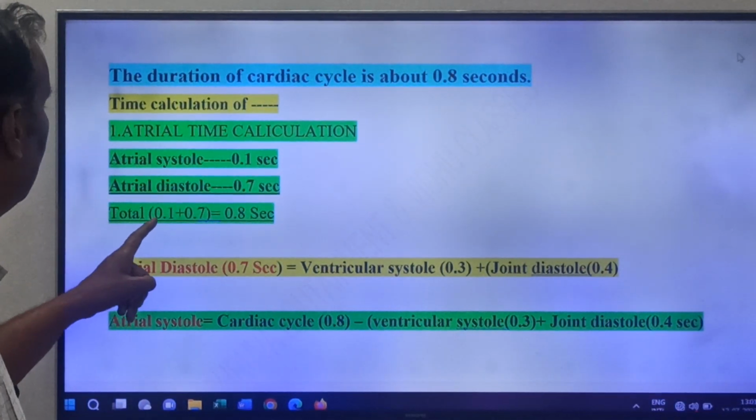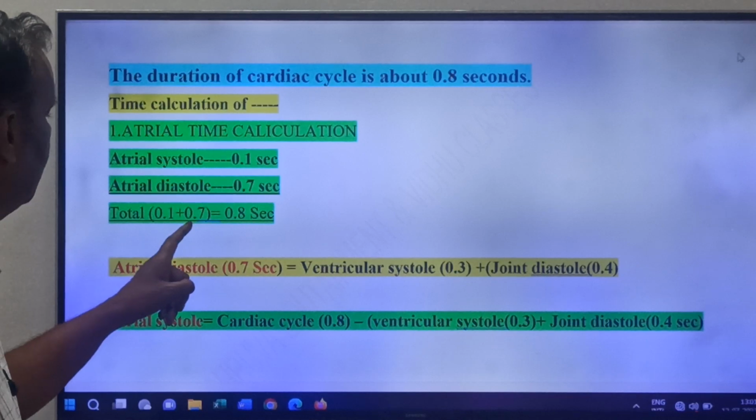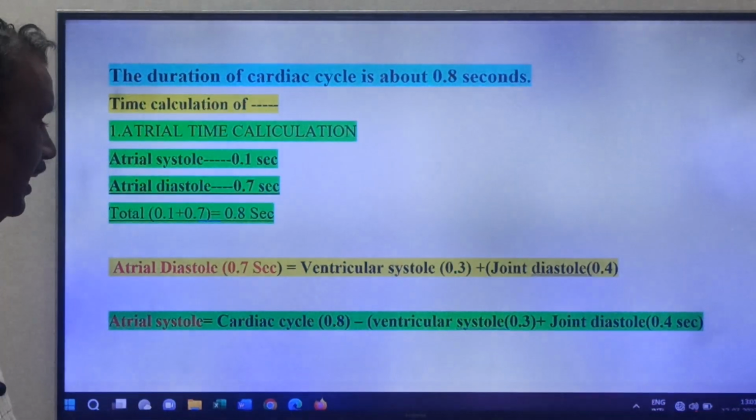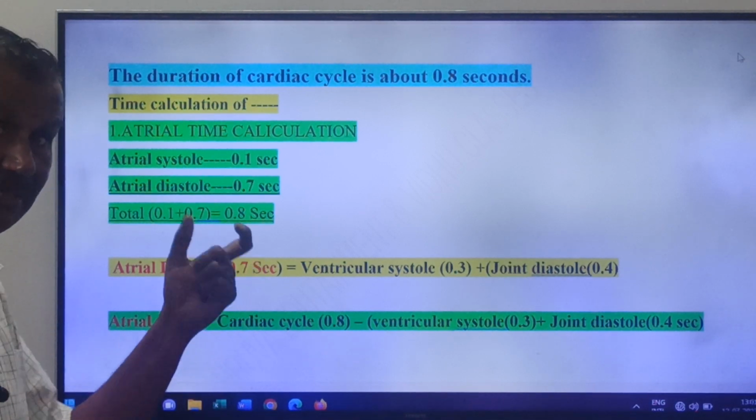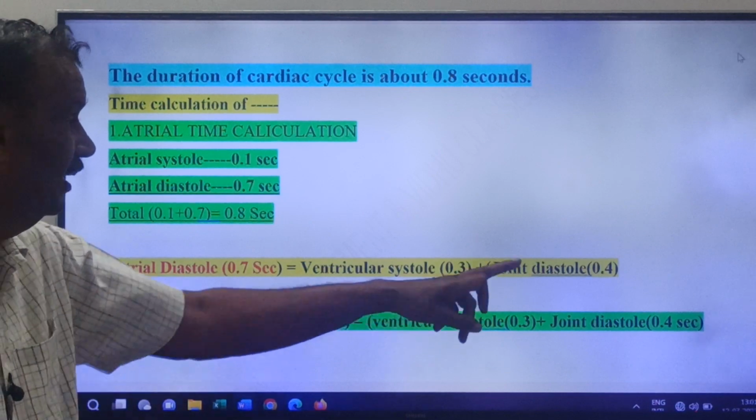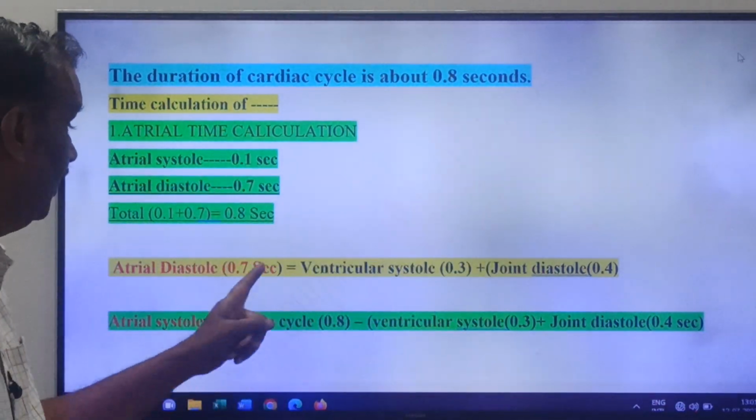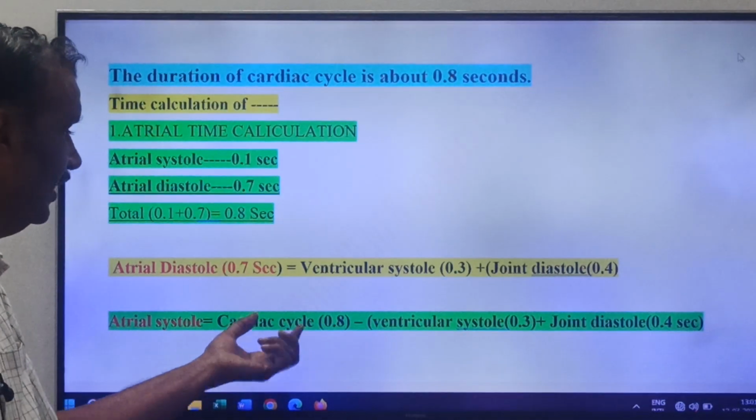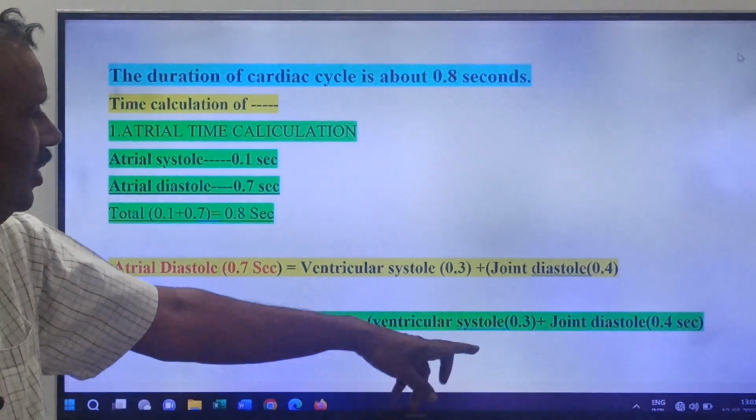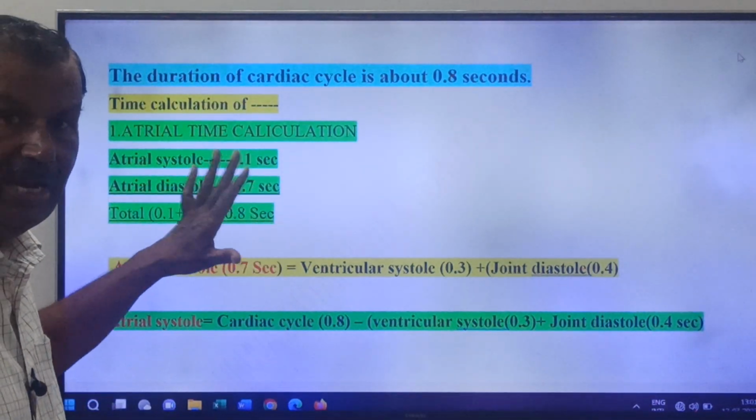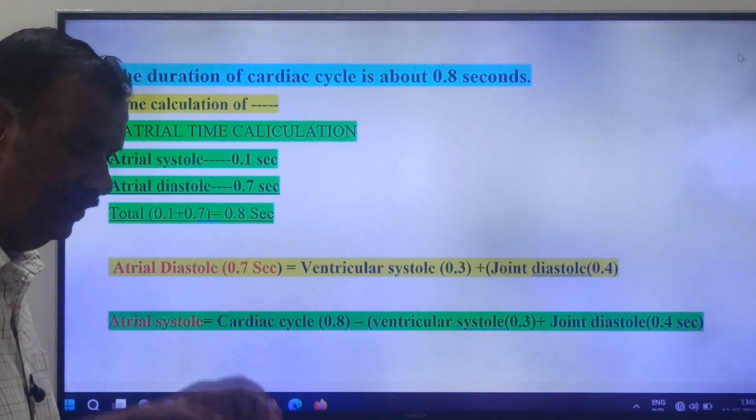See friends, total 0.1 plus 0.7, total 0.8 seconds. Now come to atrial diastole. Atrial diastole is 0.7 seconds. Means what, friends? Ventricular systole 0.3, joint diastole 0.4. Total becomes 0.7. So atrial diastole is the cardiac cycle minus atrial systole, that is ventricular systole plus joint diastole. Friends, no need to write this in your notes. This is for MSET and NEET. Okay, friends.